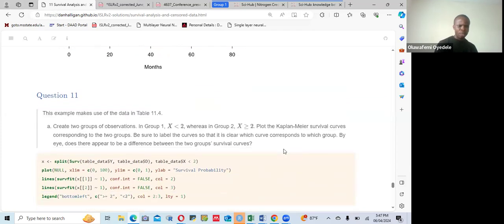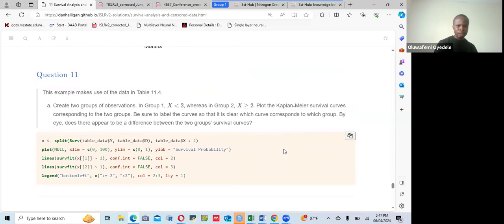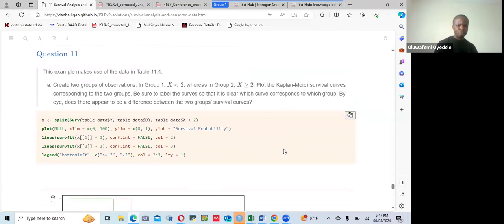Okay, so question 11, they said this example makes use of the data in table 11.4. A, they said we should create two groups of observations: in group one, where X is less than 2, whereas in group 2, where X is greater than or equal to 2. We should plot the Kaplan-Meier survivor curves corresponding to the two groups. Be sure to label the curves so that it is clear which curve corresponds to which group. By eye, does there appear to be a difference between the two groups' survivor curves?